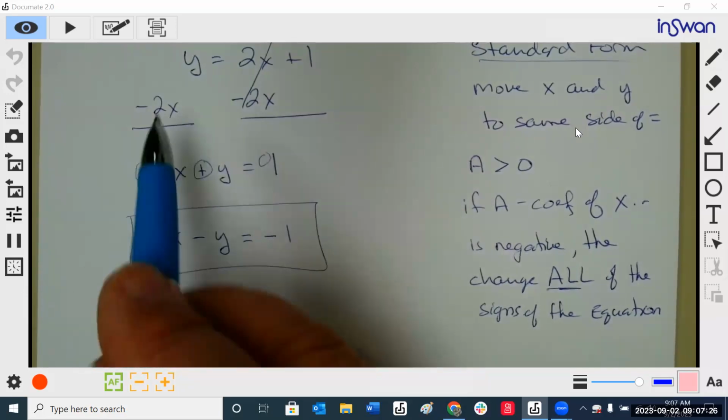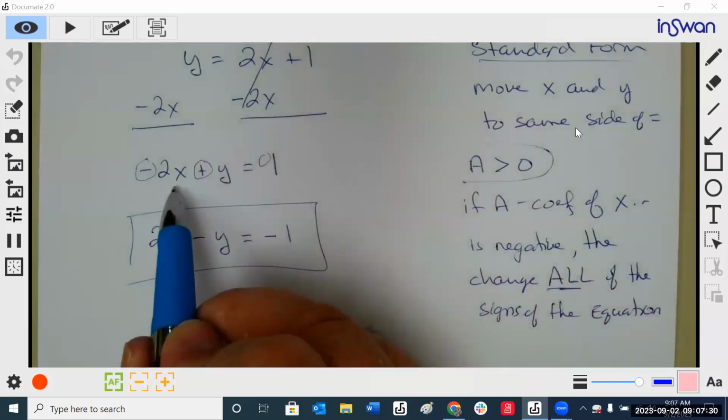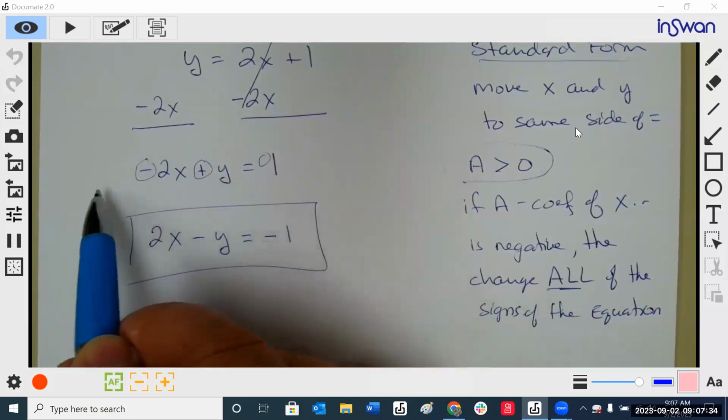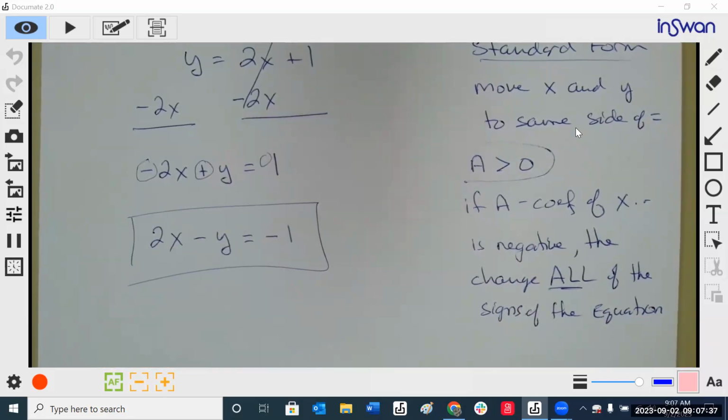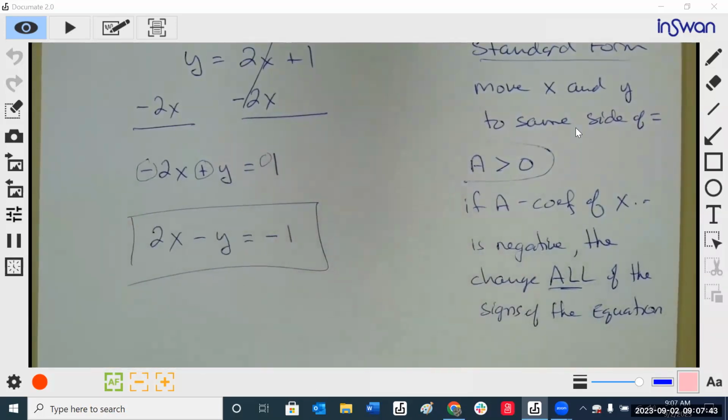So whenever the stipulation is that the coefficient of x, the number in front of the x, has to be positive, since it's a -2, I change everybody's sign. The way I do that is I multiply the entire equation by -1. But that's too much work. It's much easier to change all the signs. I change it from negative to positive.